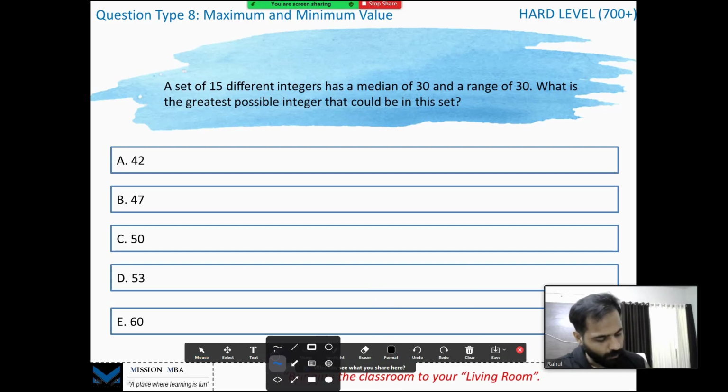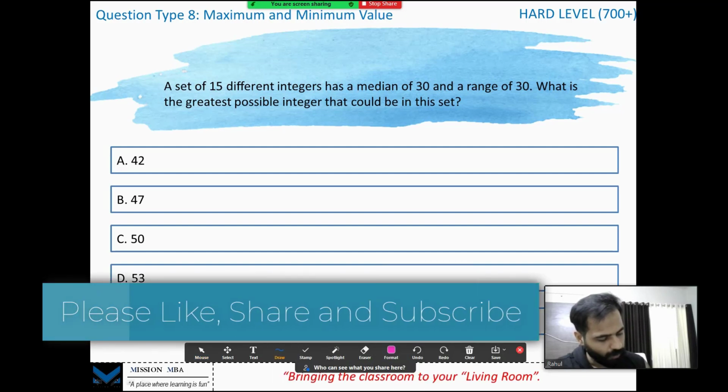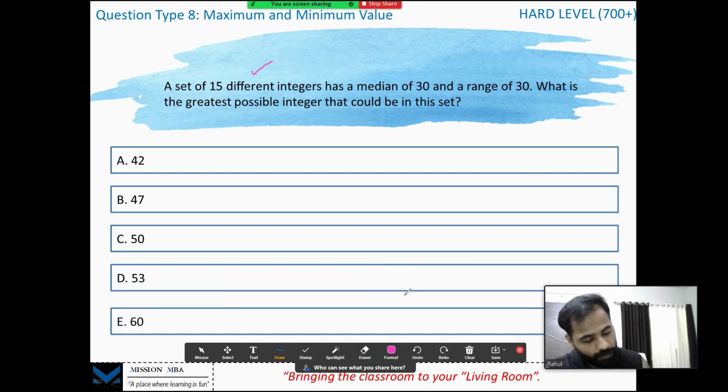Alright. So I want you to pause the video and try this question on your own, and then I'll continue. A set of 15 different integers, again be very careful, has a median of 30 and a range of 30. What is the greatest possible integer that could be in this set? Now I'm looking for the maximum value of the maximum number. That is what the greatest possible integer means in this particular set. So the idea is, keep the maximum number of this set maximum. That's it. So let's try out this question as well and see how it goes.